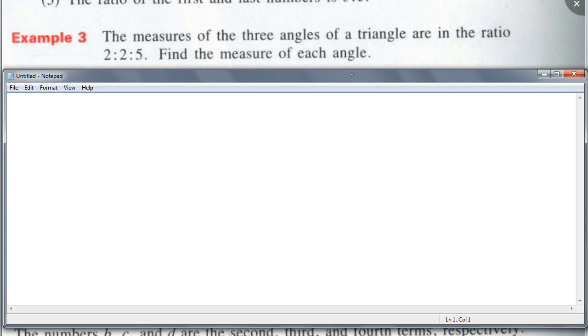Everybody try this now. The measure of the 3 angles of a triangle are in the ratio of 2 to 2 to 5. Find the measure of each angle. By the way, does this mean the angle of the triangle is 2 degrees, 2 degrees to 5 degrees? No, but the ratio is, right?